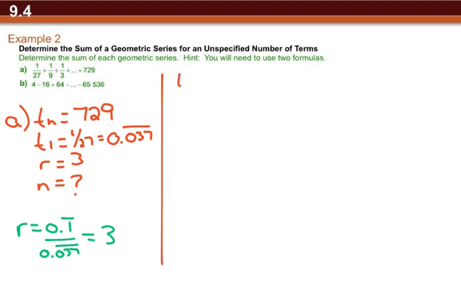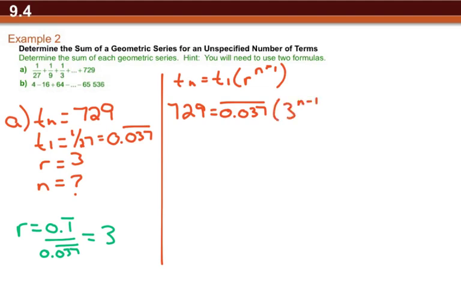We can go to the sequence formula and fill in what we know. Good first step here would be to divide by 0.037 repeating.